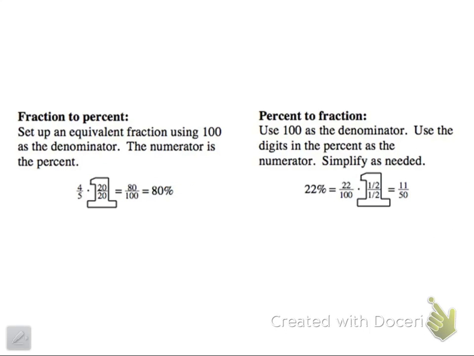Okay, moving right along. Now we're going to learn how to convert a fraction to a percent. What you want to do is set up an equivalent fraction using 100 as the denominator. The numerator then is the percent. Looking at the example here, they have 4/5. They've multiplied that by our giant 1, which is 20 over 20, because 5 times 20 equals 100, getting the denominator of 100 like they told us here. And then ultimately what we end up with in the numerator is our percentage. 4 times 20 is 80, therefore we have 80%.